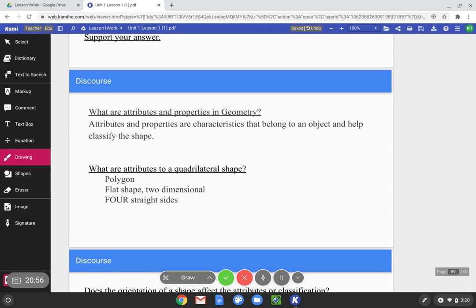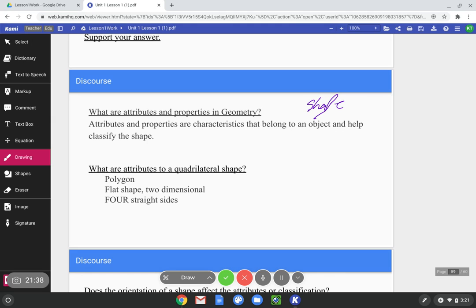Okay, here are the answers to the first two. What are attributes and properties in geometry? Remember, these are the characteristics that belong to an object or a shape to help us classify the shape. The attributes and properties are the details we notice in shapes to help us put them in the correct family. So we go, okay, they have at least three sides, so that means they're in the polygon family. And they have two pairs of parallel sides and two pairs of congruent lengths, so they're in the parallelogram family. So we use it to classify and characterize them.